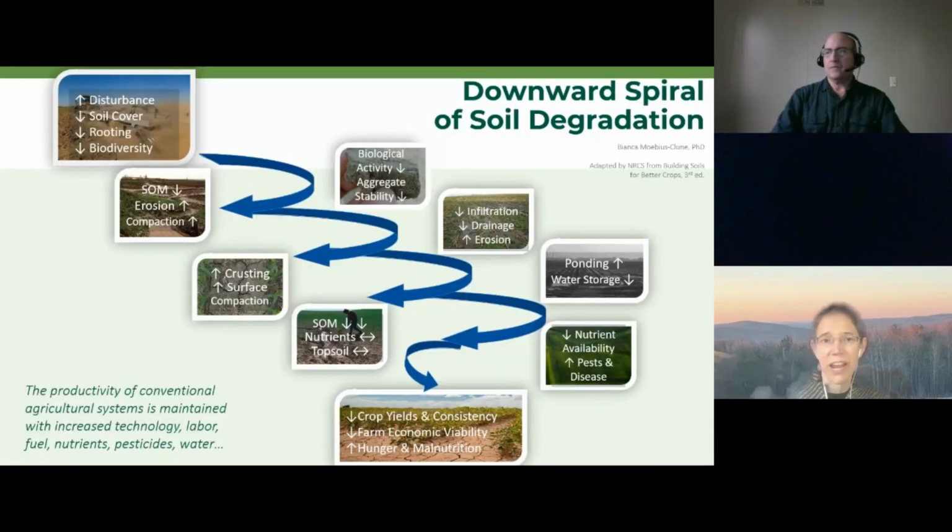So we talked about this downward spiral. I'm not going to go back into it, but I just wanted to share this again to say, this is what we're trying to get at, right? What exactly are the functional constraints that the soil is experiencing? What aspects of the soil are degraded? Are we seeing crusting? Are we seeing compaction? Are we seeing poor infiltration? Are we seeing poor biological activity, poor aggregate stability? All of these are things we can actually observe in the field and can at times measure in the lab. Next slide.